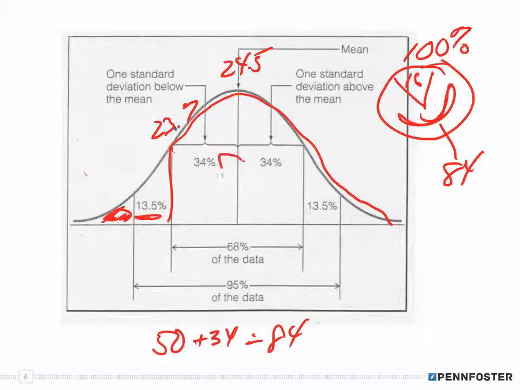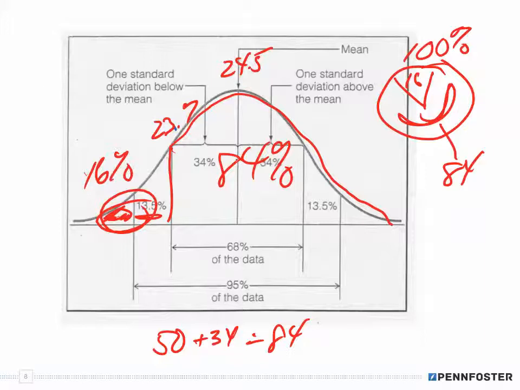is 84%. Well, what's the difference? How much does this area have to be? Okay, well, it has to be 16% because 16 plus 84 is 100% of everything underneath the entire curve.